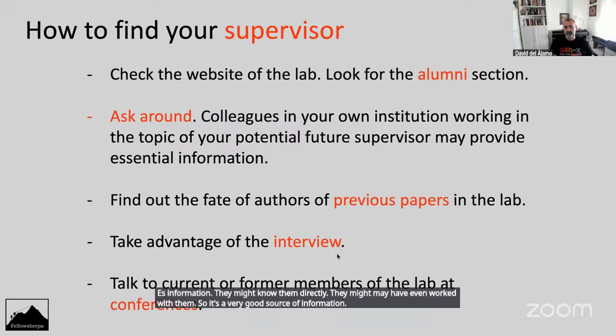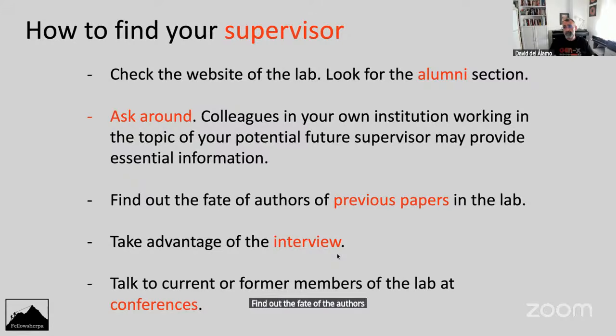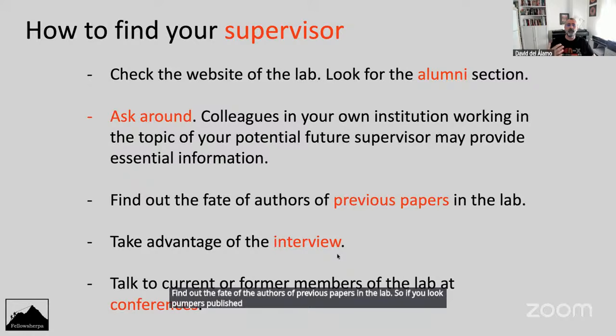Find out the fate of the authors of previous papers in the lab. So if you look at papers published in the lab like 10 years ago, you can see what happened to the first authors of these papers. That's going to be you in a few years. So if they all quit science, that might be a very bad sign, depending on what happened.